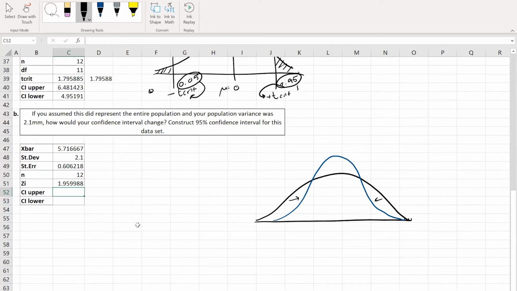Our upper confidence limit is then our mean plus our z-crit times our standard error. And our lower confidence limit is our x-bar minus our critical value times our standard error. Written as a range, that would be from 4.528 to 6.905.